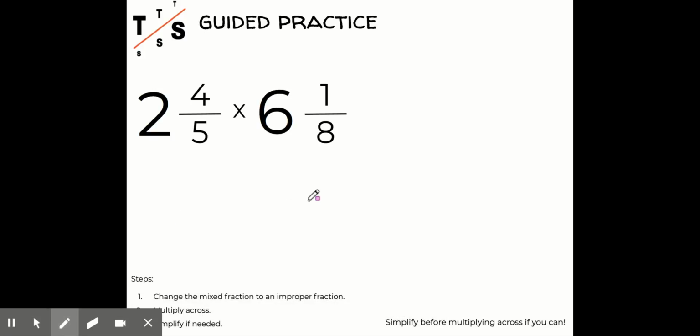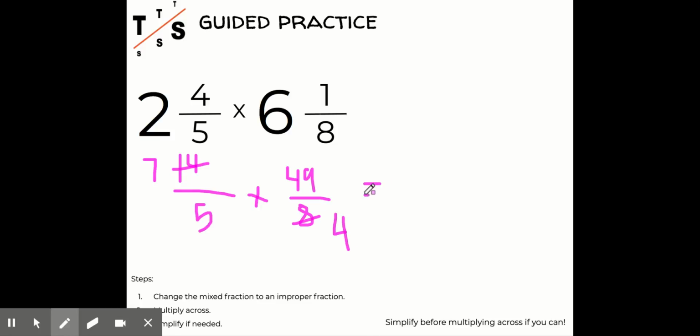2 4/5 times 6 1/8. 2 times 5 is 10, plus 4 is 14. 14 fifths times 6 times 8 is 48. 48 plus 1 is 49 eighths. So I think I can simplify here before I get started. Let's see, 14 can go into 2 7 times, and 8 can go into 2 4 times.